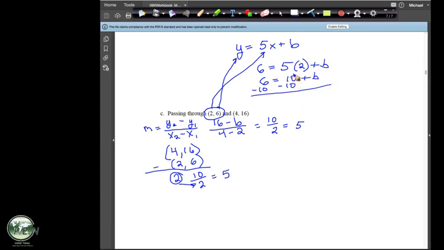Boringly, just so that cancels there. 6 minus 10, they're opposite signs. It's 4, and it's going to be a negative 4. That's our b. We're not quite done. We need to write the full equation, so our answer should be something like y equals 5x minus 4.